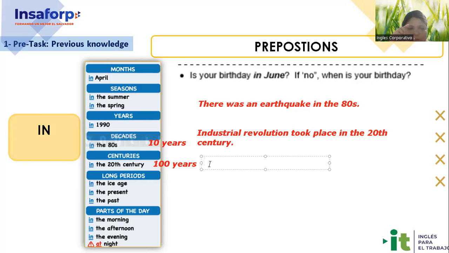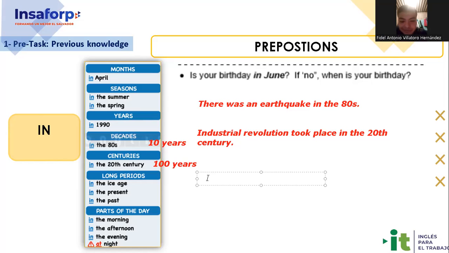También tenemos algunas palabras que van con in. Por ejemplo, cuando hablamos de periodos largos de tiempo. For example, in the ice age, en la era de hielo. ¿Recuerdan alguna de las eras? De las películas. En la era de hielo, es la de la película. Okay. In the present, in the past, are some other words that you use with in.